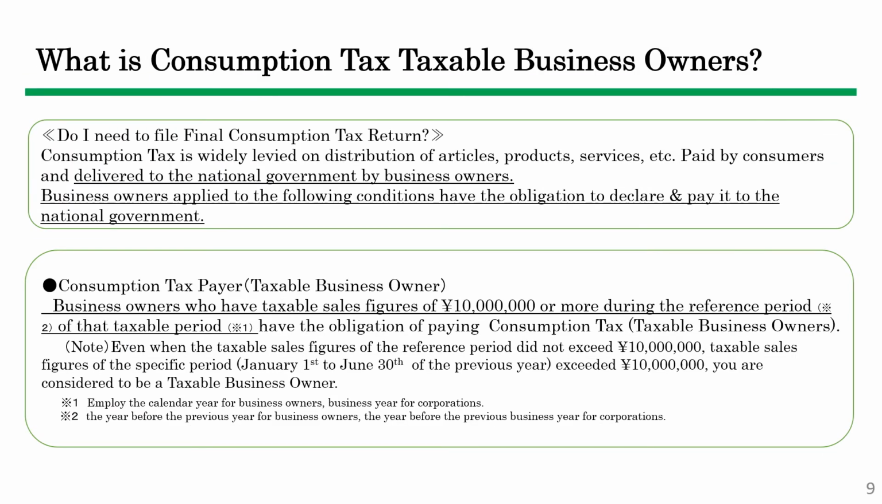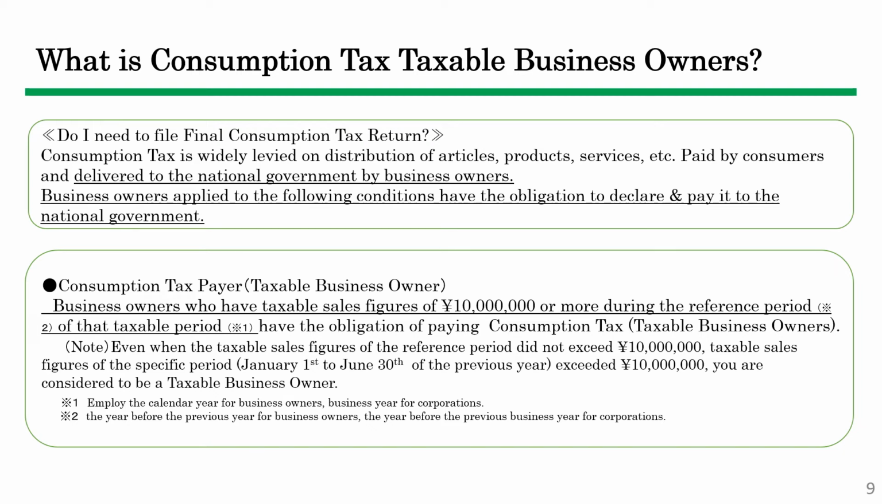From here, we will explain about consumption tax. Consumption tax is widely levied on distribution of articles, products, services, paid by consumers and delivered to the national government by business owners. Business owners who have taxable sales figures of 10 million yen or more during the reference period of that taxable period must declare final consumption tax return. This reference period means, generally, 2 years prior to the year of making final consumption tax return.